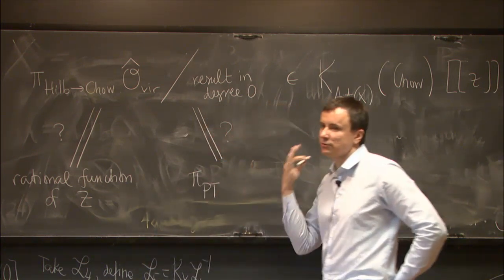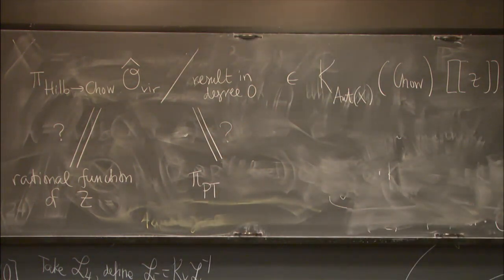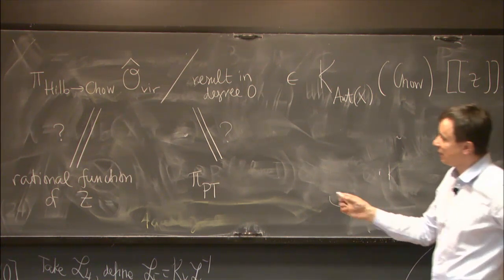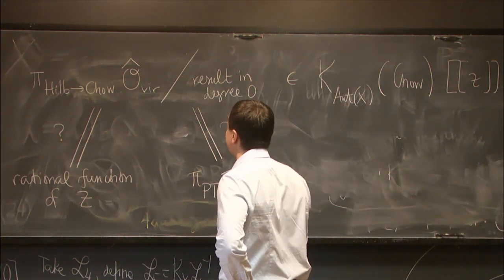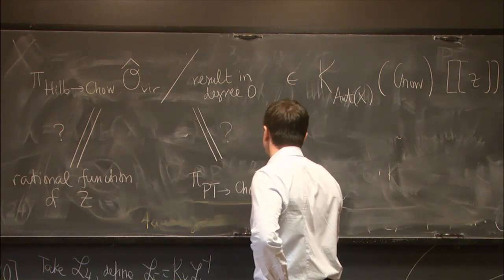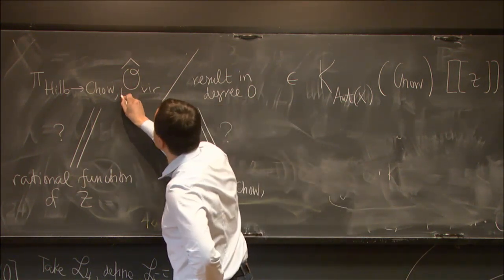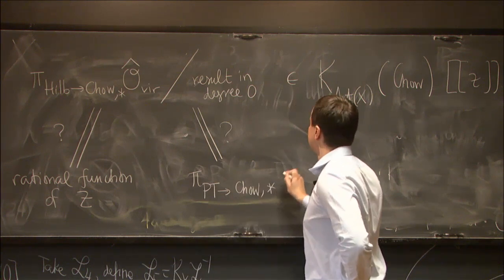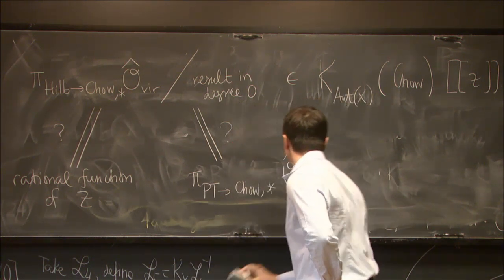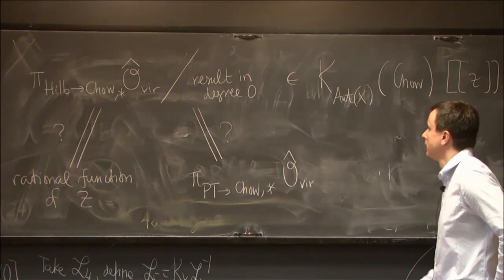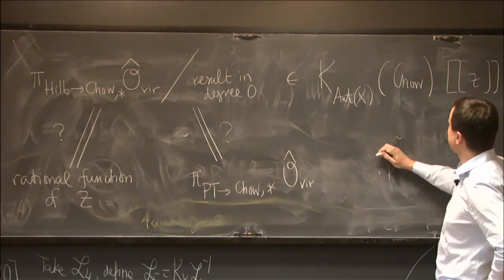so there's a whole bunch of different ways you can parameterize a curve. And one of these is the Pandharipande-Thomas space, or the stable pair space. So you push forward this guy, push forward that O virtual. And what is this thing?